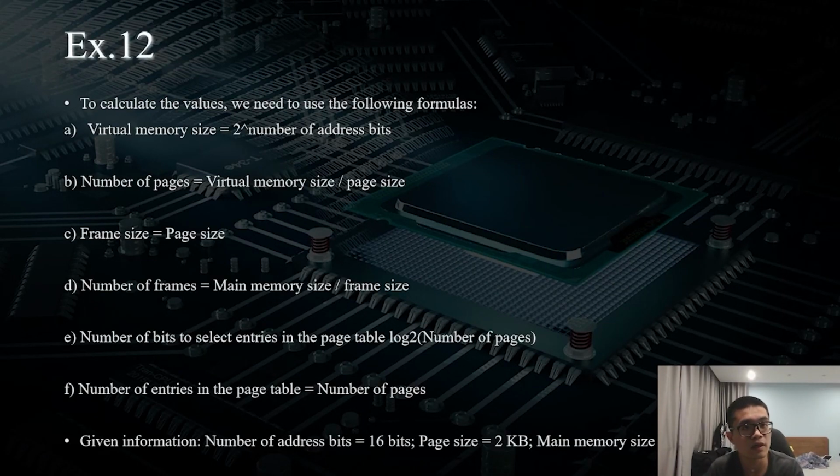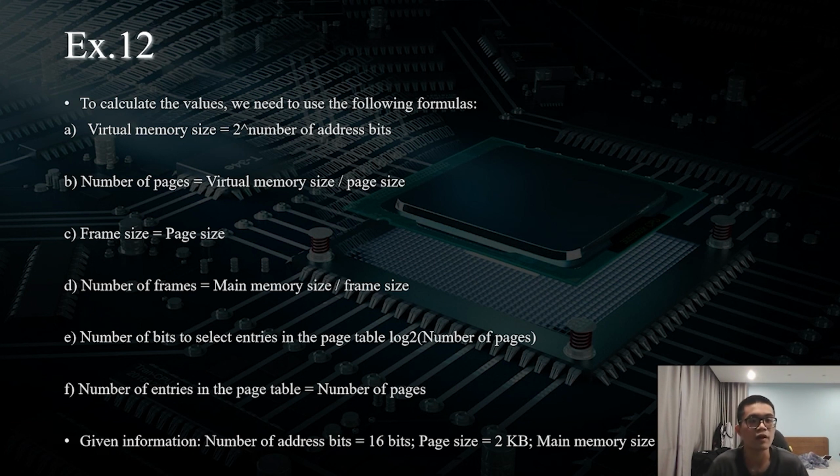Let's move to exercise 12. So to calculate the values, we need to use the following formulas. With the A question, we have that virtual memory size equals 2 to the power of the number of address bits, and with the B question, number of pages equals virtual memory size divided by page size.